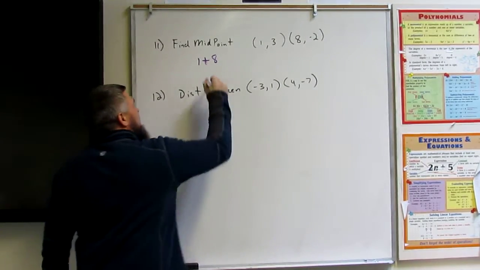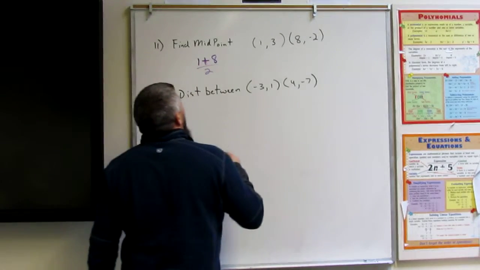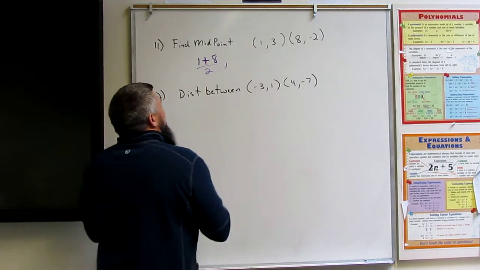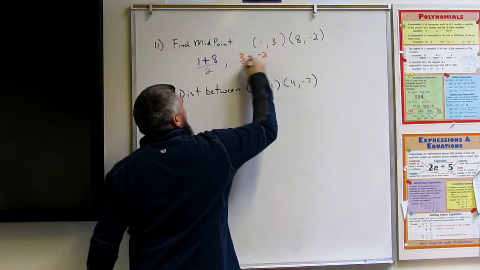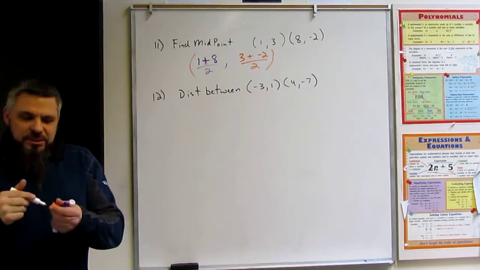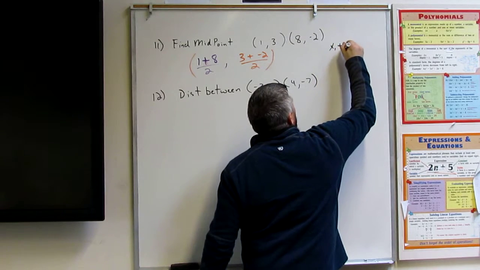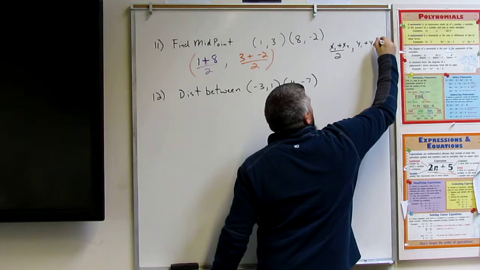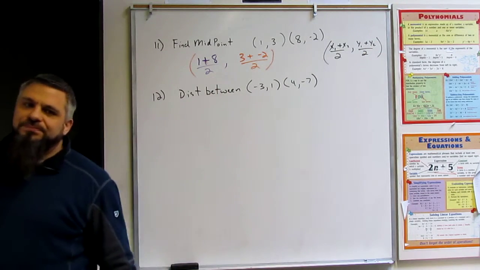I'm taking 1 plus 8, right? And then I'm dividing it by 2. Okay? And then that's the x. And for the y, I'm taking the 3 plus the negative 2 and dividing by 2. And this is what we're doing. If we were to write an equation, it'd just be x1 plus x2 divided by 2 and y1 plus y2 divided by 2. That's the equation for the midpoint. Okay?